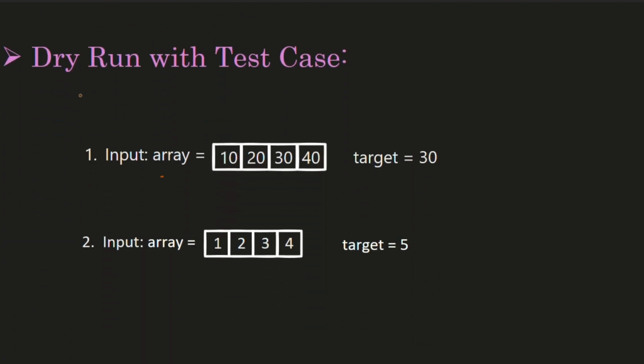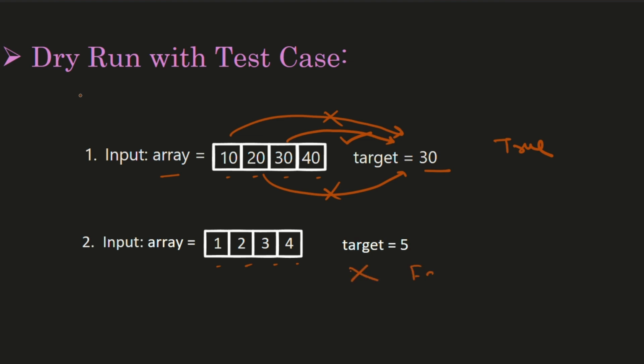Input array equals 10, 20, 30, 40. Target equals 30. Compare 10 equals 30, which is not equal. Now compare 20 equals 30, which is not equal. Compare 30 equals 30, which is yes, so return true. Output, true. Input, array equals 1, 2, 3. Target equals 5. Compare all. Since we don't find a match, so no match. So, output is false, which means the element doesn't exist in this array.